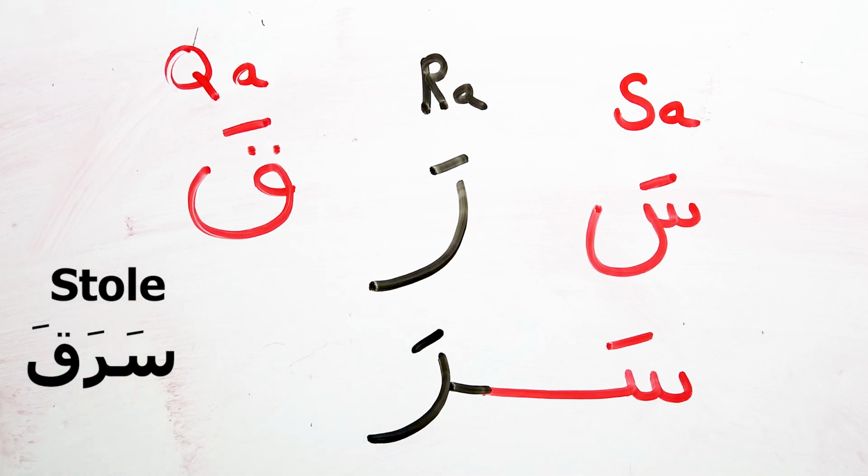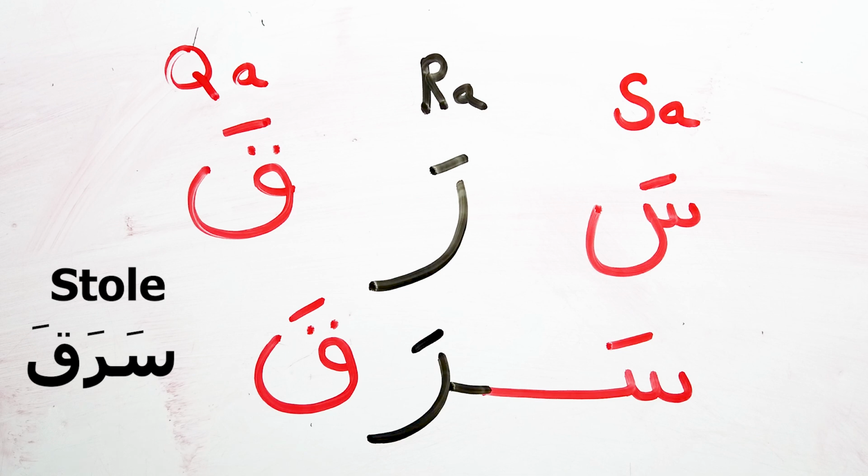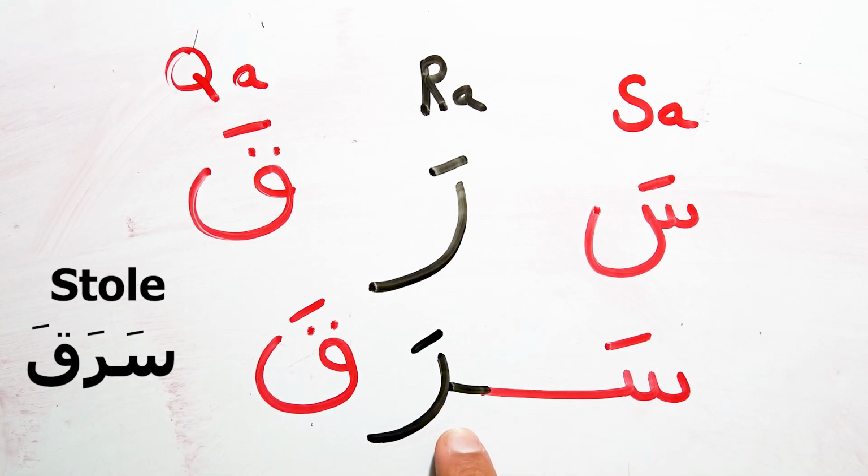And finally we have qa. Qa in the end of the word is like this. Qa. Someone may ask me why you connected sa to ra, but you didn't connect ra to qa. The answer is ra is a refusal letter. We connected just from the right side. We have 6 refusal letters in Arabic. We are gonna learn them in the future.